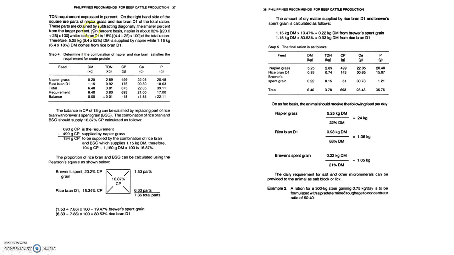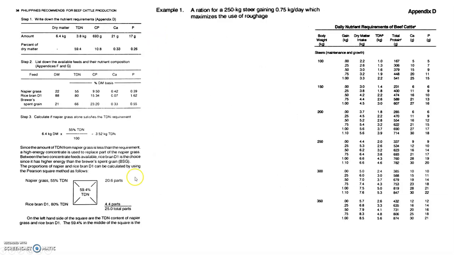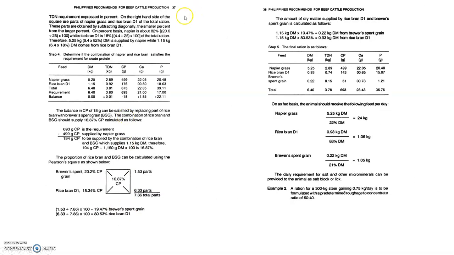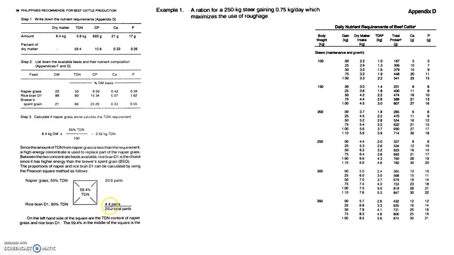So, the TDN requirement is expressed in percent. So, for example, Napier is 82% kasi 20.6, if we can see, 20.6 divided by 25, ang sagot doon ay 82% kasi i-convert natin siya into percent. While yung rice bran naman is 18% kasi 4.4, ito, divided by 25, the answer is 18%.